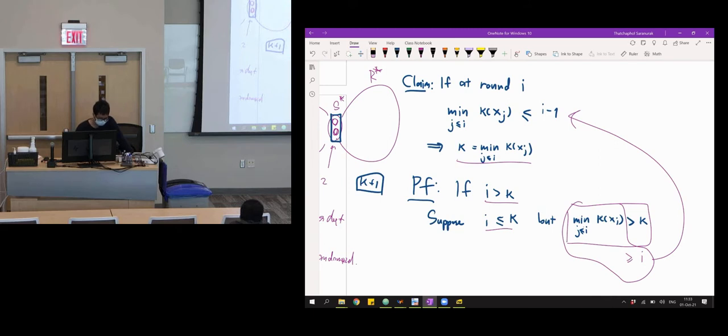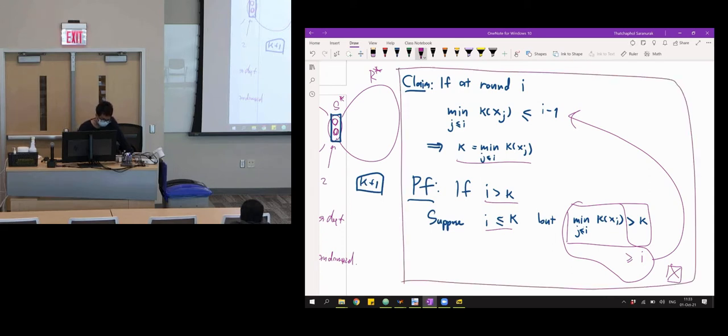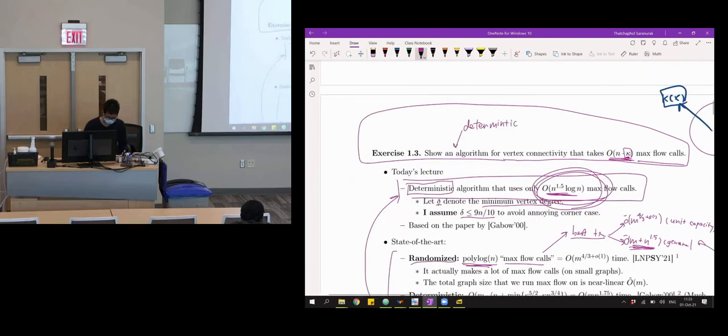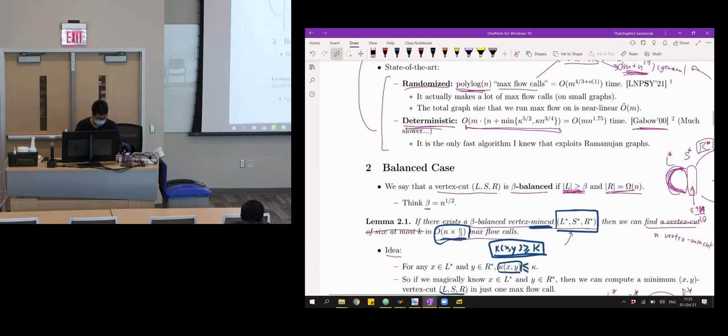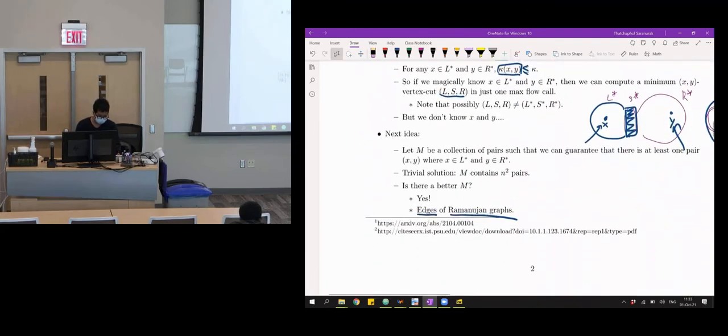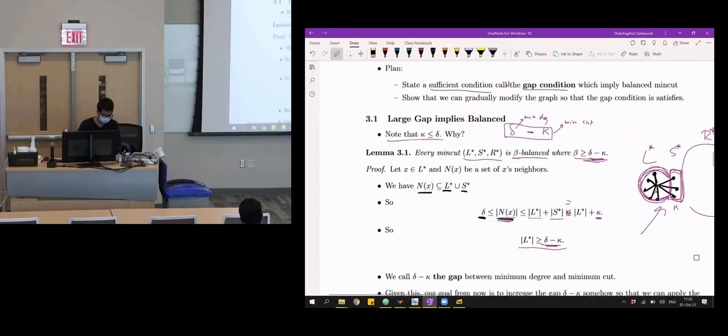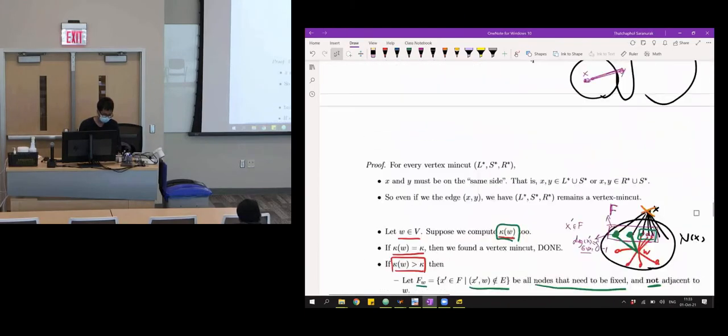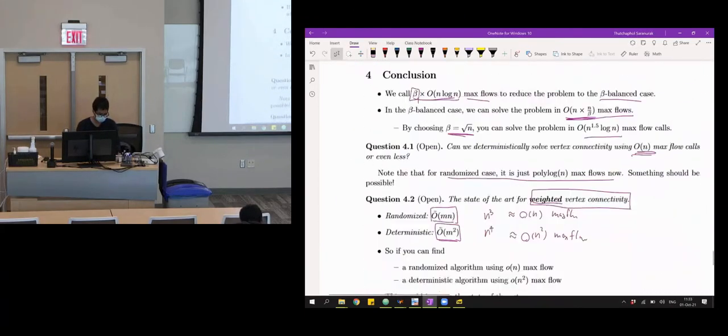Okay. Okay, good. Is this proof okay? Yeah. Okay, is there other exercise? It seems to be not the case.